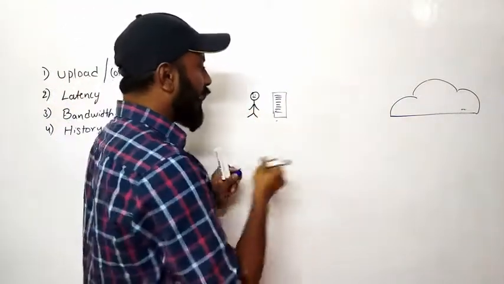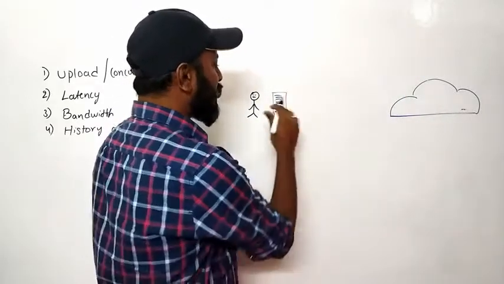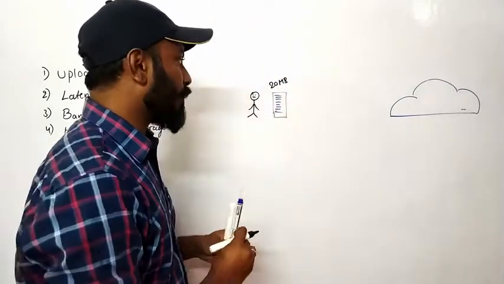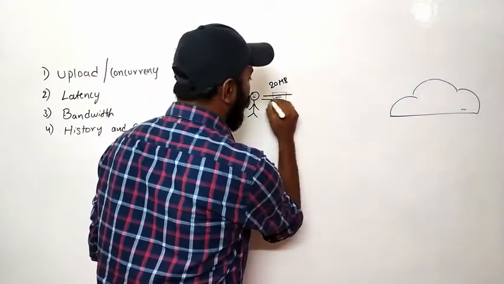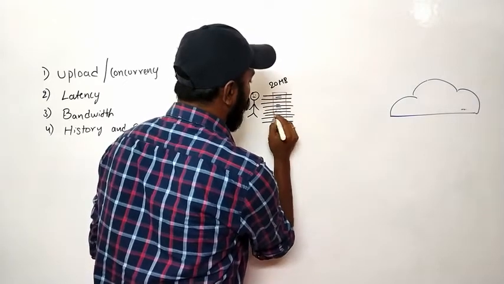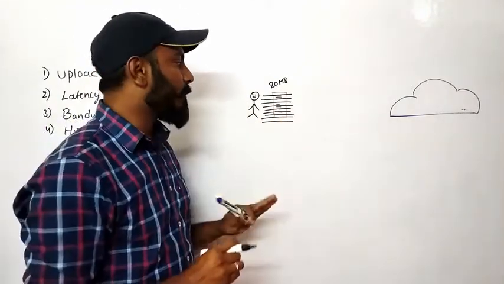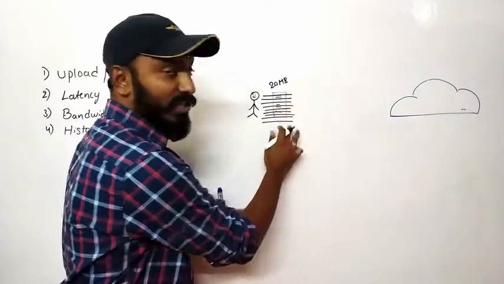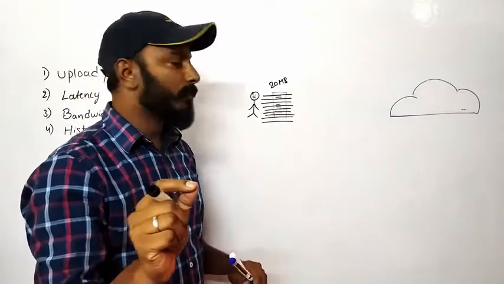Let's break this file into multiple chunks. Say this 20 MB file, I'm going to break it into, say, 10 different pieces. Now I have broken this file into 10 different pieces, and I call each of these pieces a chunk. So there is the first chunk, second, third, up to the tenth. There are 10 chunks, and each chunk is obviously 2 MB in size.